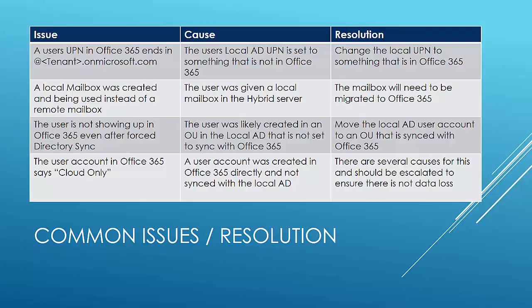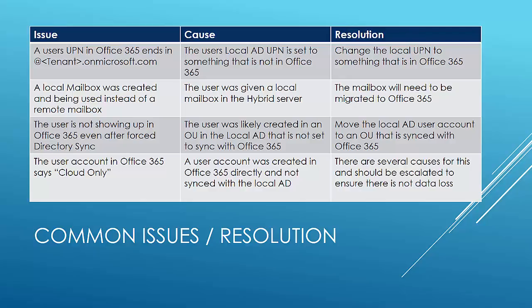So one of the issues here is a user's UPN in Office 365 ends in @tenant, like for us it's emergentnetworks.onmicrosoft.com. So the key here is the .onmicrosoft.com. We're going to want to look at that, and that's going to be an indicator that the user's local AD UPN is set to something that's not in the domains list of Office 365. I'm using Emergent Networks as an example, but this would be true in any hybrid environment.